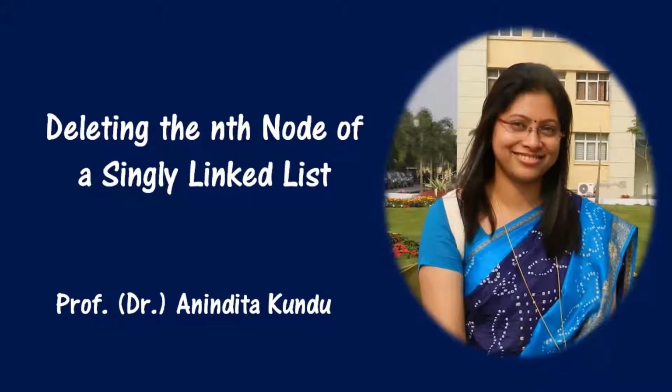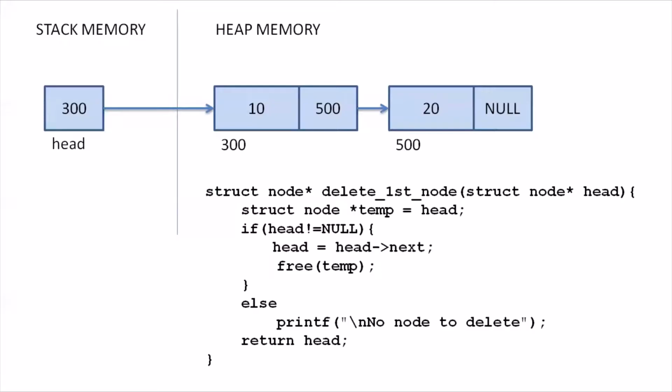In this tutorial, we will be learning how to delete the nth node of a single linked list. Now, whenever we are talking of deleting the nth node of a single linked list, there will be two cases. The first one is when n is equal to 1, that is, we want to delete the first node of the linked list, and all other valid values of n are going to be the second case.